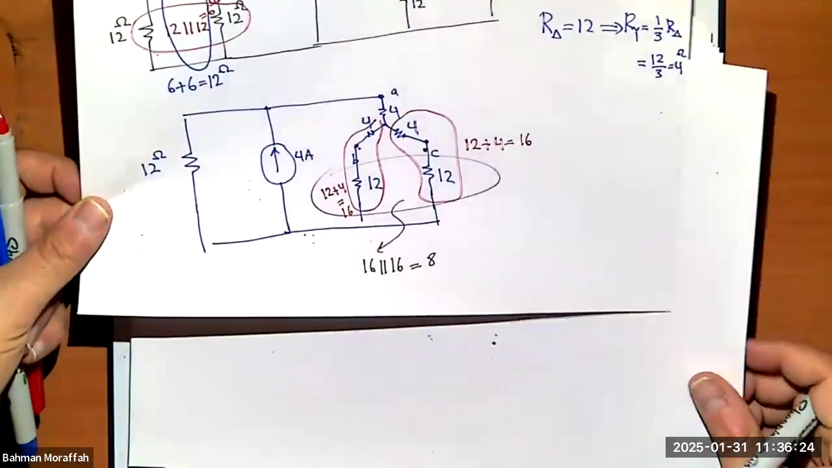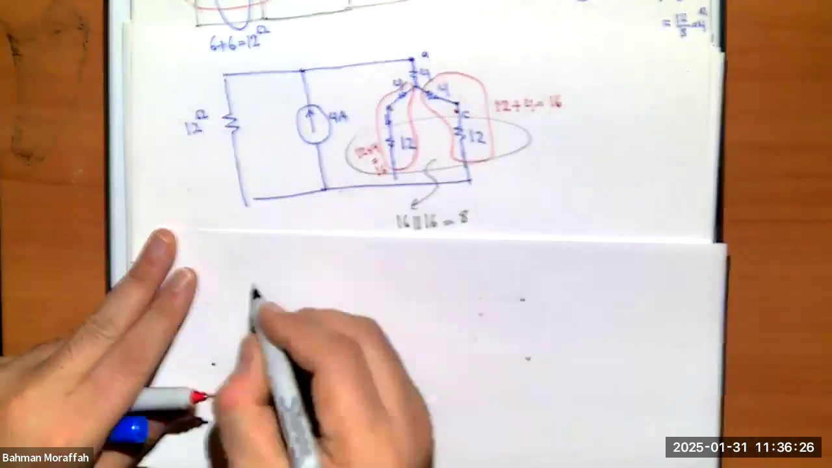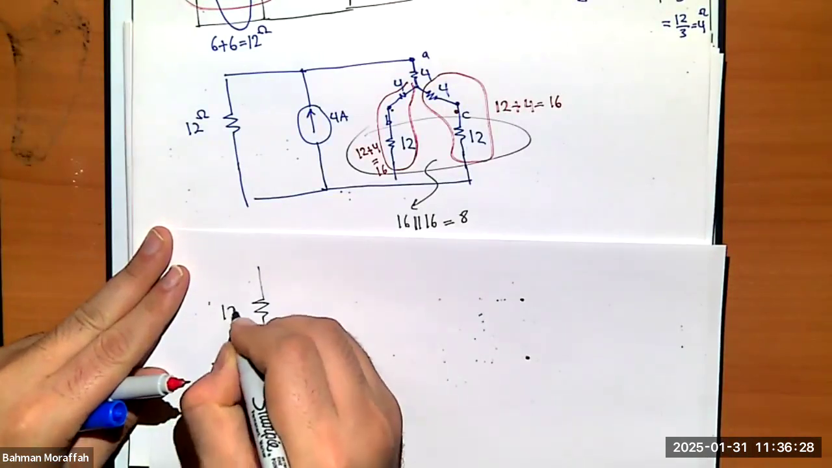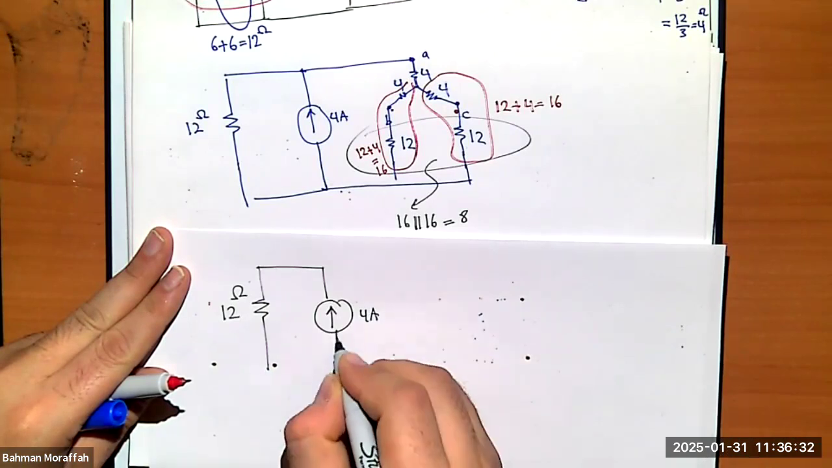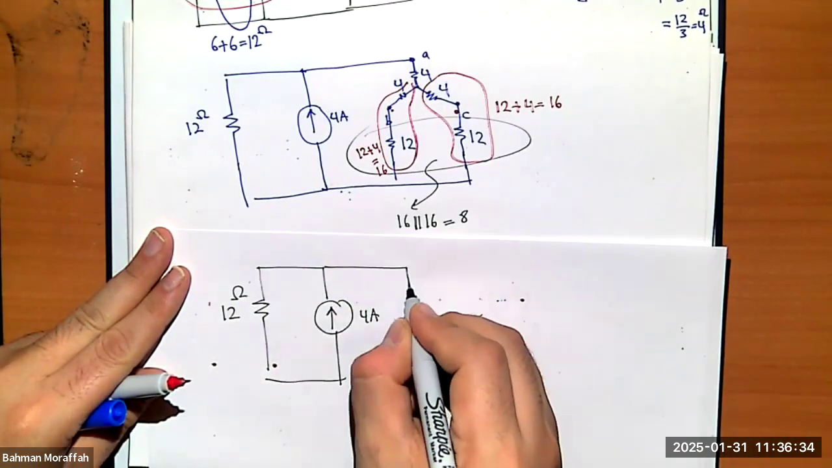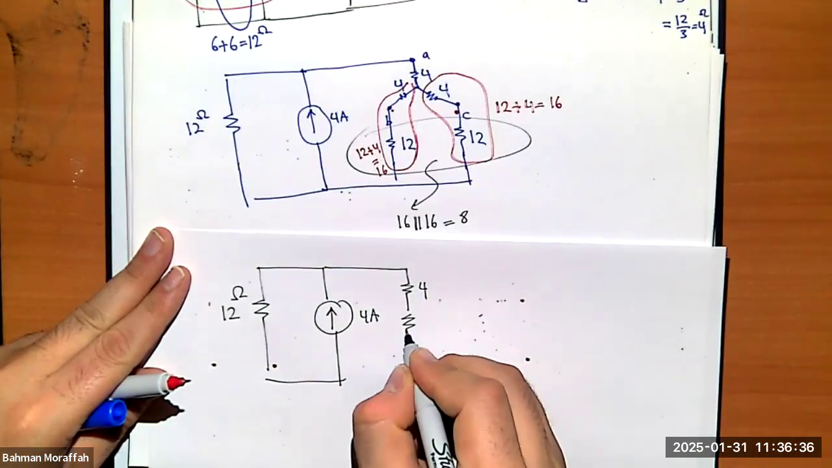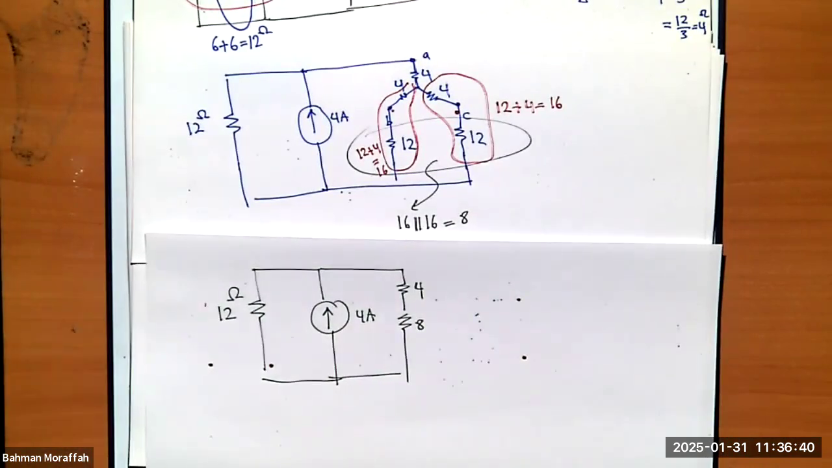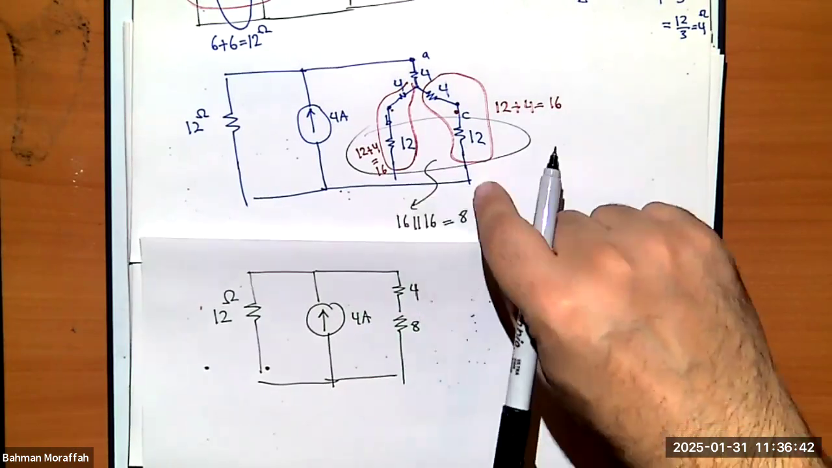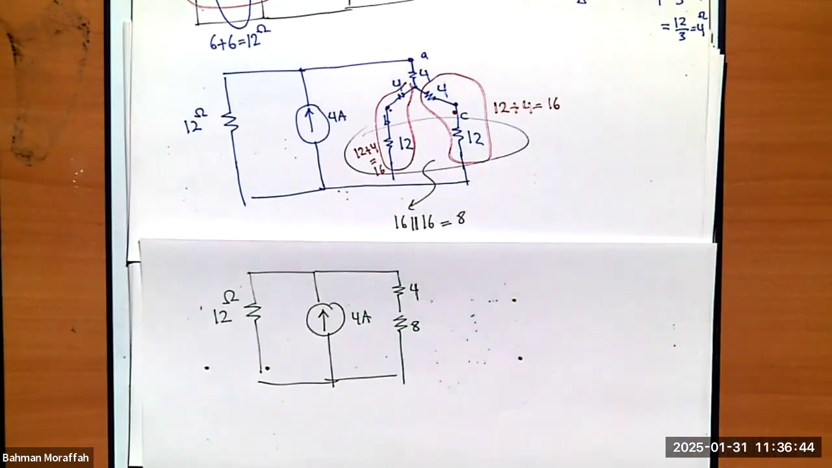Let's redraw the circuit. I have a 12 ohm. I have 4 amps. I have a 4. I have an 8, which I know is this 16 and 16 in parallel, right?